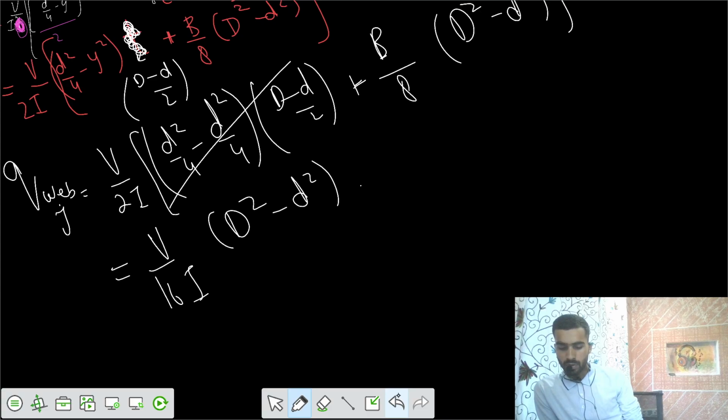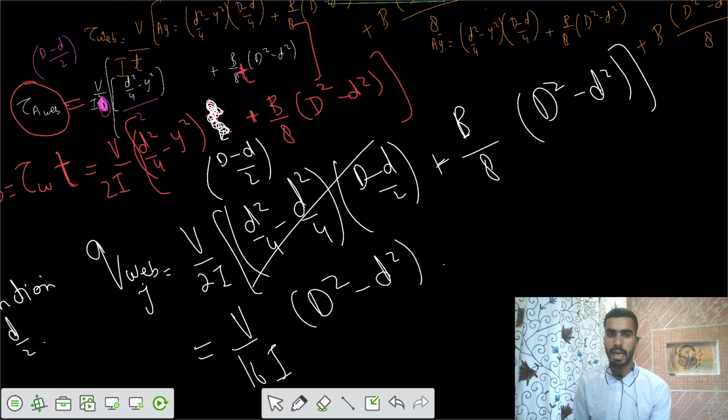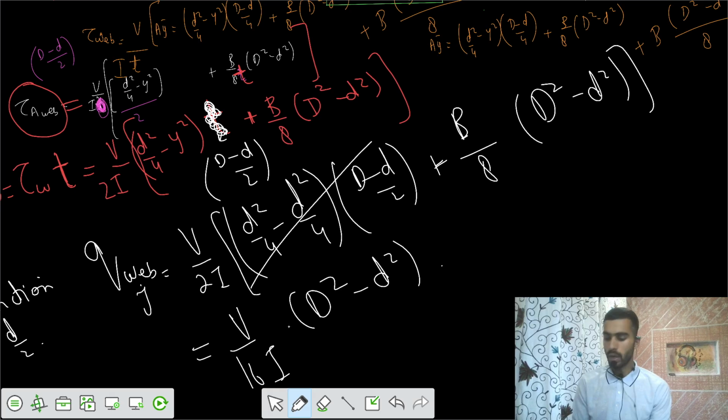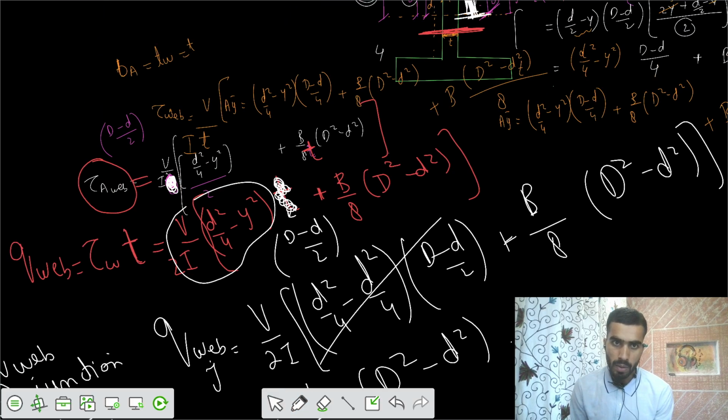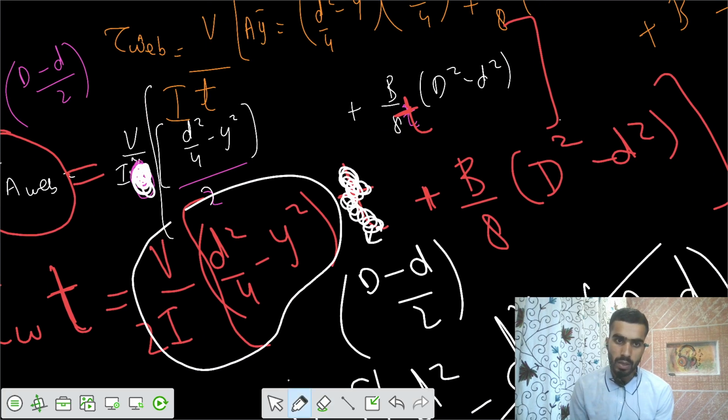Is this equation correct? The shear stress equation was V by 8I. So you have this equation, V by 2I (D squared minus d squared). This part is correct, and after that we had the equation of V by 8I. Actually, during the derivation it should have been this one. The 2 you don't have to take common here.